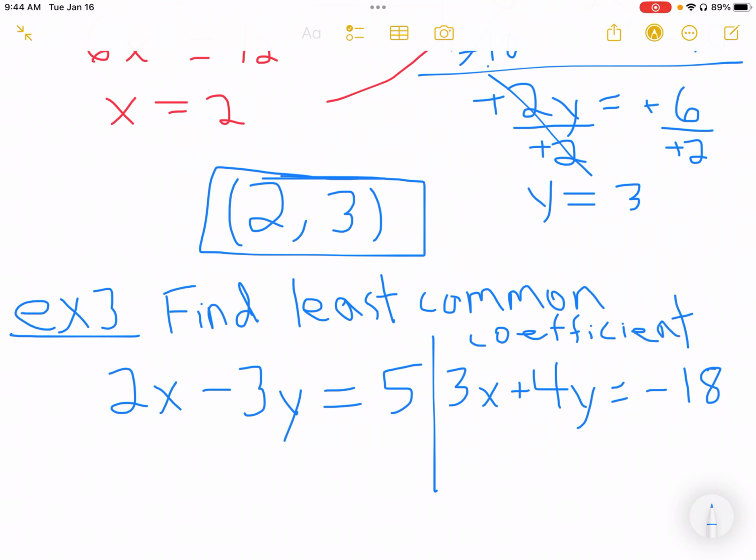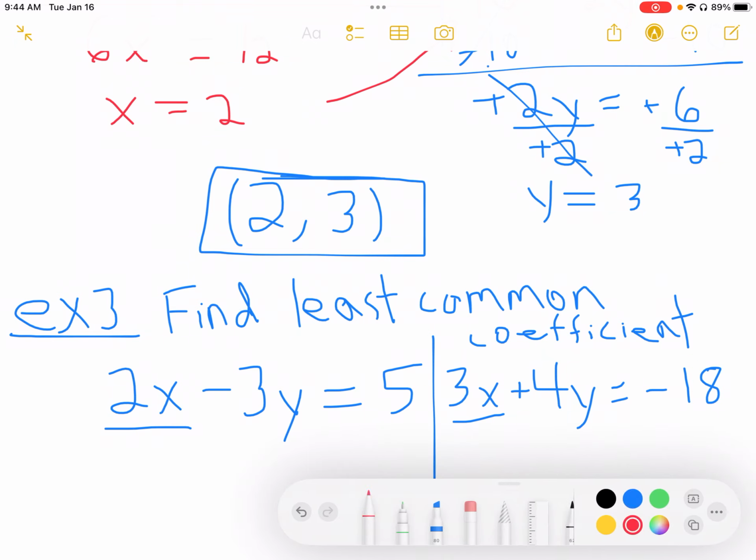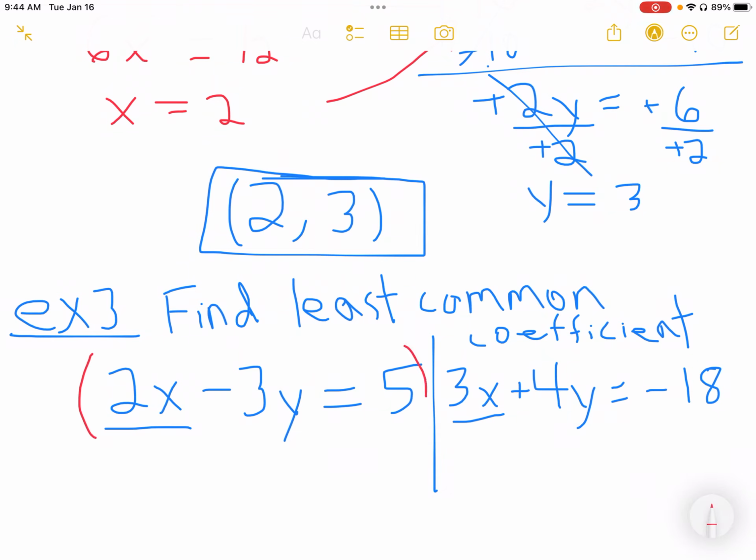Okay, you say, well, how can I multiply these to get them to be the same size but opposite signs? Well, there's a couple different ways. If I look at my 2x and my 3x, I can go to 6 for both of these and have opposite signs, and that'd work. So let's go ahead and do those. Let's use a different color to do this. Then I can multiply this whole equation by 3, and then I have 6x, and then I have minus 9y, and then I'd have 15.